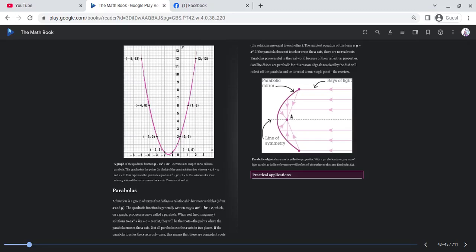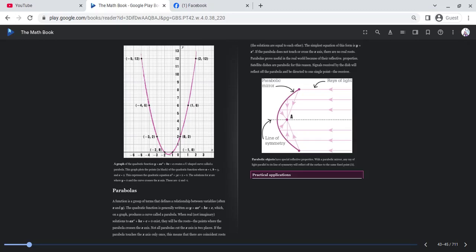Above, this picture is a graph of the quadratic equation y equals ax squared plus bx plus c, which creates a U-shaped curve called a parabola. This graph plots in black the quadratic function where a equals 1, b equals 3, and c equals 2. This expresses the quadratic equation x squared plus 3x plus 2 equals 0. The solutions for x are when y equals 0 and the curve crosses the x-axis. These are -2 and -1.